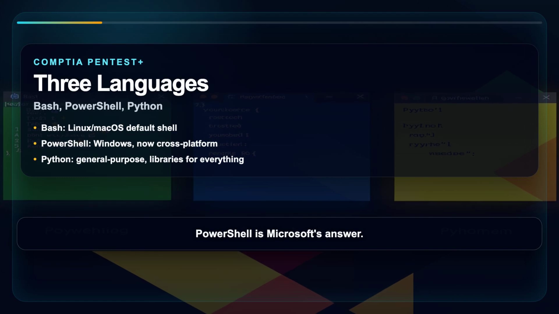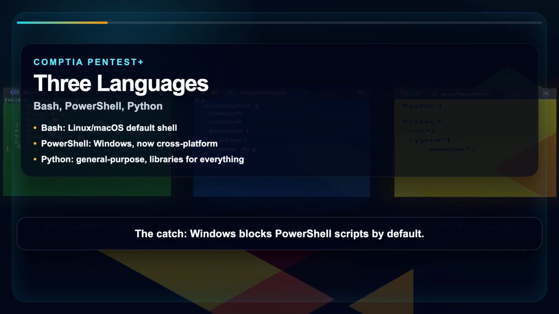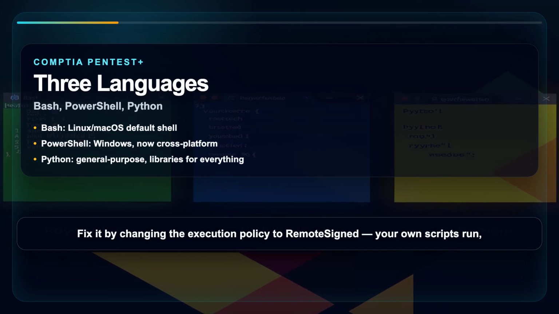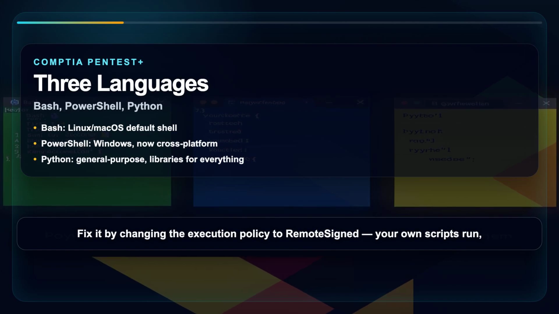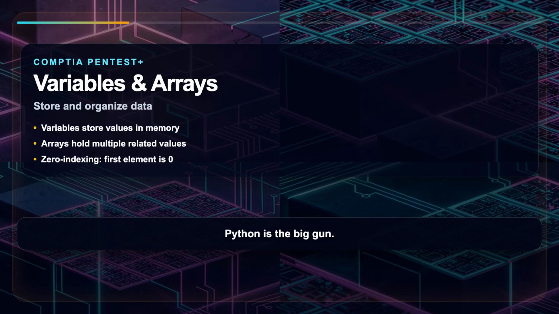PowerShell is Microsoft's answer. It started on Windows but now runs everywhere. The catch: Windows blocks PowerShell scripts by default. You'll hit a restricted policy error. Fix it by changing the execution policy to RemoteSigned. Your own scripts run. Downloaded ones need a signature. Save with .ps1.